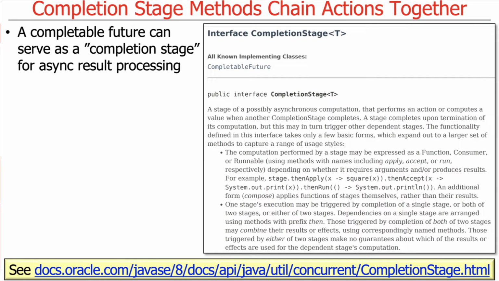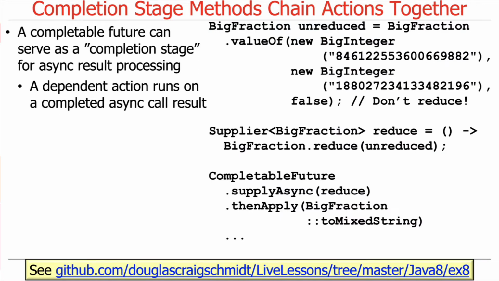We saw before how it can be used in a basic way based on the fact that it implements the Future interface, but it also can serve as a completion stage for asynchronous result processing. And the way it does that is by implementing the CompletionStage interface, which you can see here. I actually strongly recommend you take a look at the documentation for CompletionStage because it does a really nice job of explaining the various methods we're about to cover here.